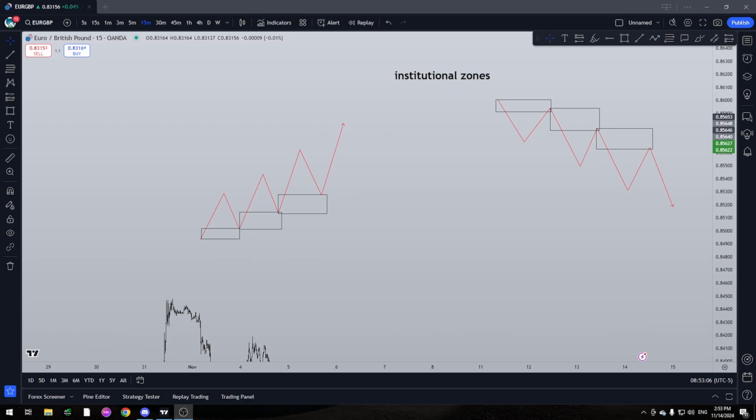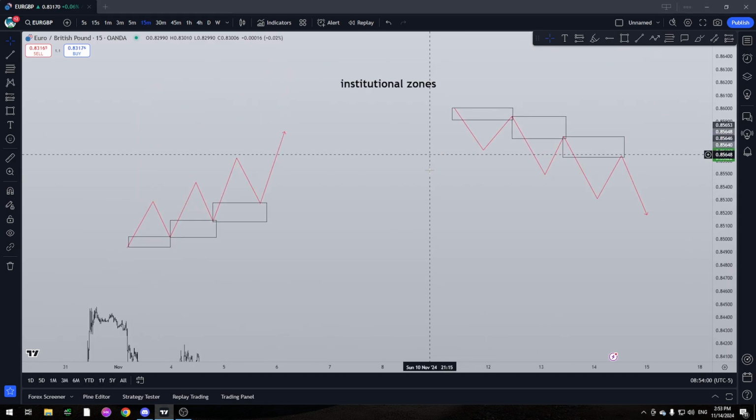Today, we're going to talk about institutional zones, and probably a lot of you are already wondering, okay, so what is an institutional zone? We'll have two videos on this topic. First, I'm going to talk about what it is and how we use it. The second video will be how we spot it and which ones are valid or not, because there are a lot of different institutional zones. You just got to pick out the right ones.